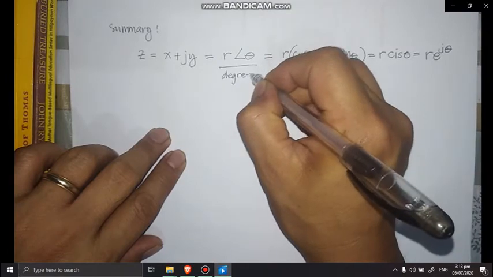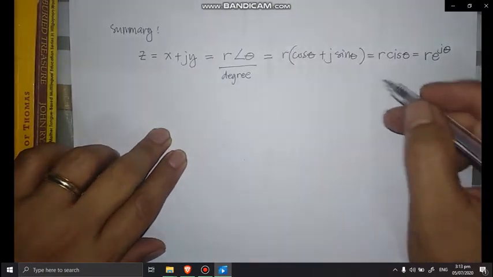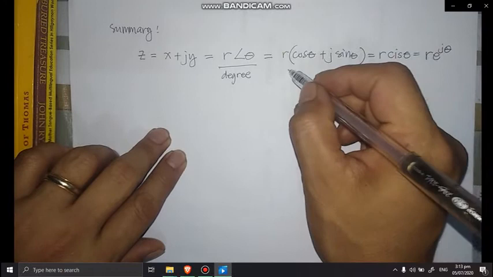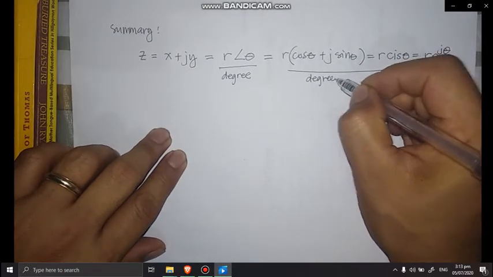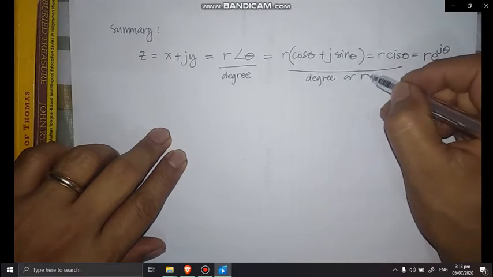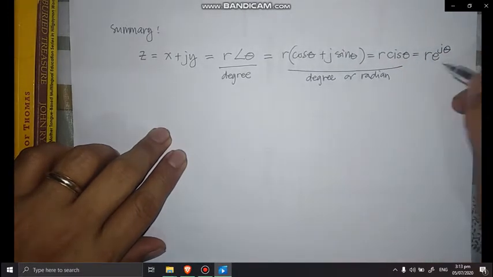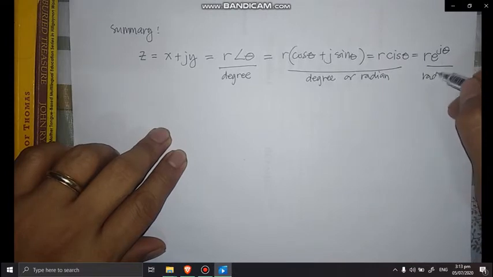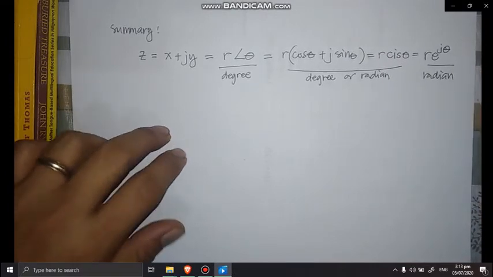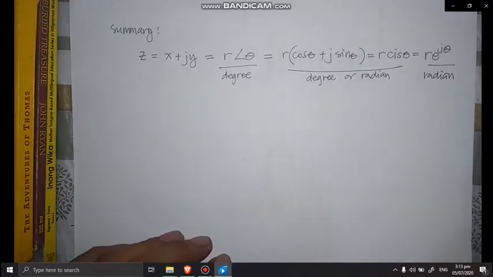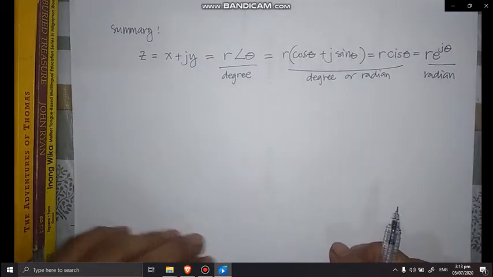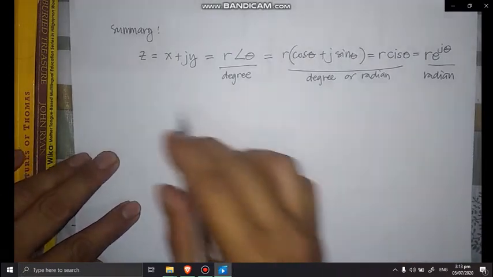Now in r angle of theta, we normally use degree, while in r cosine of theta plus j sine of theta, or we call that your r cis theta, it can be in degree or radian mode. While in exponential form, you have to use the radian mode in your calculator. Any questions? Feel free to ask questions if you don't understand the topic.